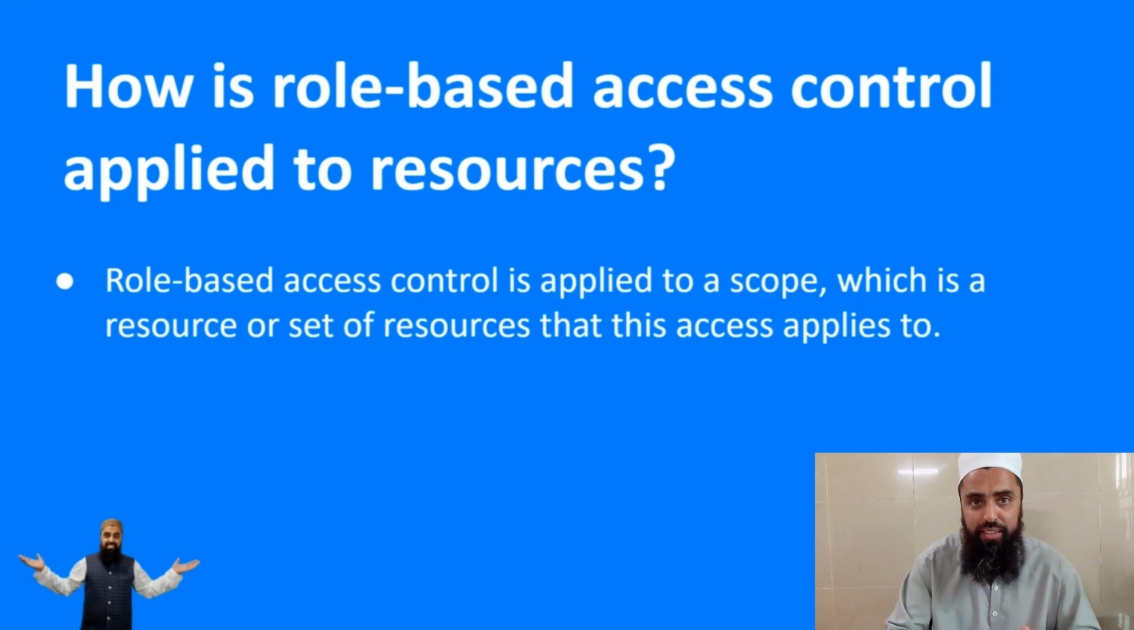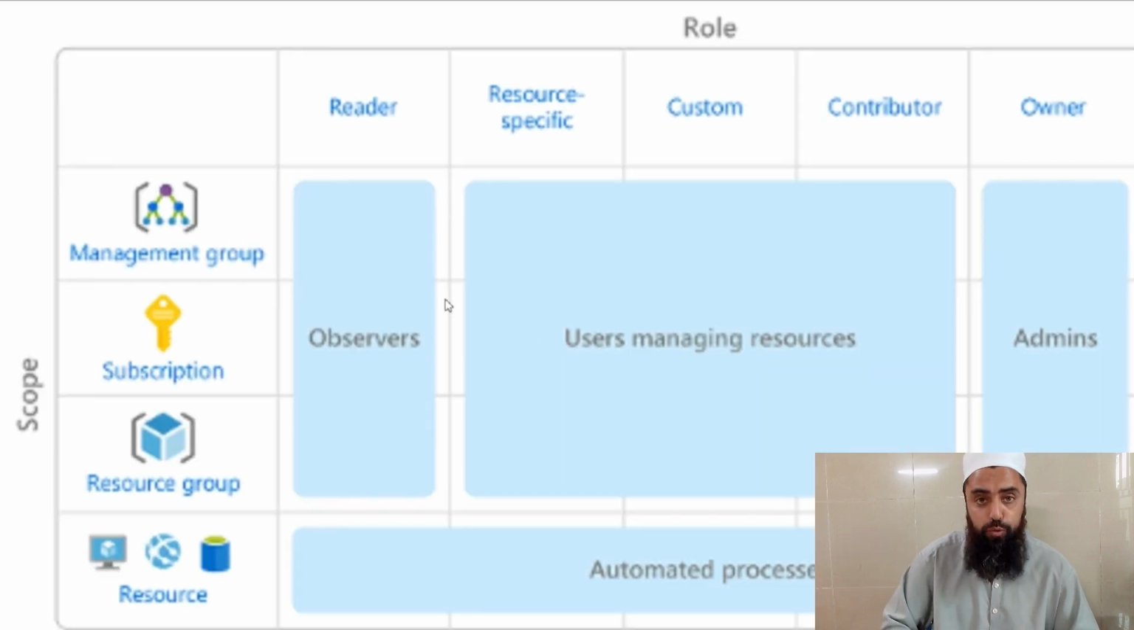It means that role-based access control, or RBAC, is applied to a scope, and a scope can be a resource or a set of resources. Now from here, it would be more convenient to understand. You can see a scope can be a management group, a subscription, a resource group, or a resource. Now, this is the definition of scope.